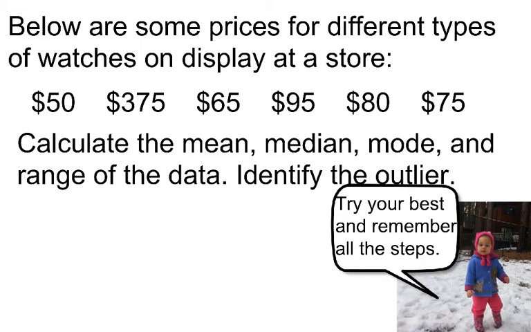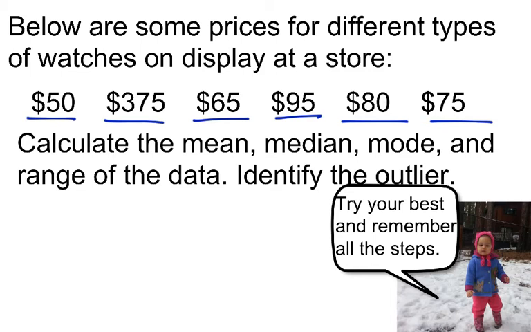So let's look at an example. Below are some prices for different types of watches on display at a store. We have one watch that is $50, another that is $375, $65, $95, $80, and $75. Let's calculate the mean, median, mode, and range of the data. Then we're going to identify an outlier.